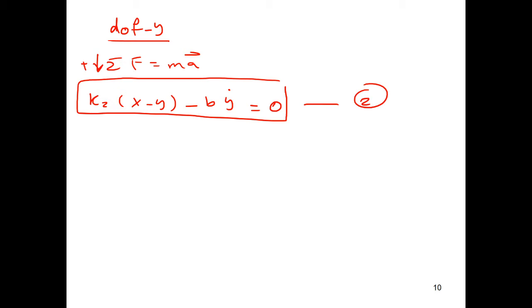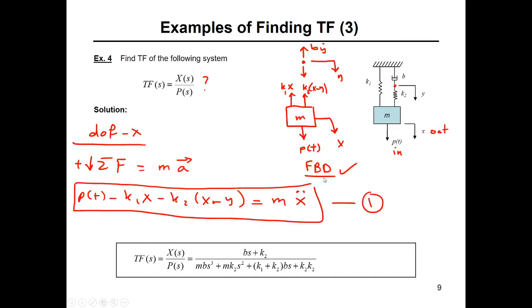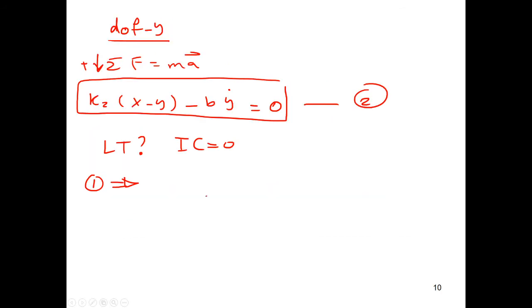Now how are we going to find the transfer function? Just like we learned last time, you need to take the Laplace transform of all the equations of motion, assuming 0 initial conditions. This is the only way to derive the transfer function. So apply the Laplace transform to the first equation of motion, this one, assuming 0 initial conditions.